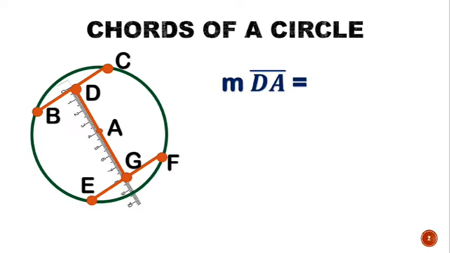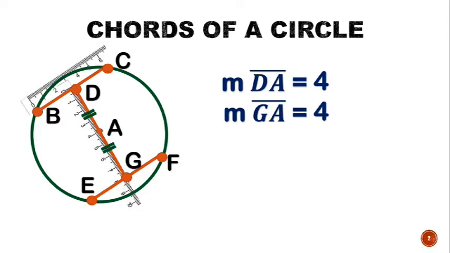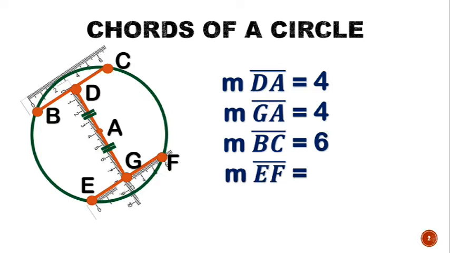Now, let's try measuring the segments. The measure of segment DA is 4 units, while the measure of segment GA is also 4 units. So, parehas ang distance nung dalawang chords mula sa center. Now, what about the chords? Segment BC is 6 units, while segment EF is also 6 units. So, yung dalawang chords, parehas ng haba, parehas ng length, na parehas din dapat ang distance nila from the center.